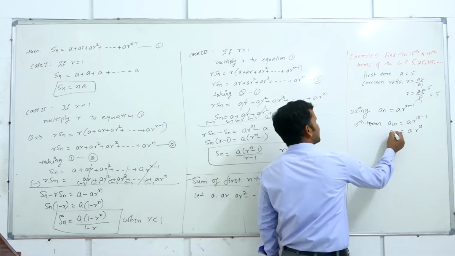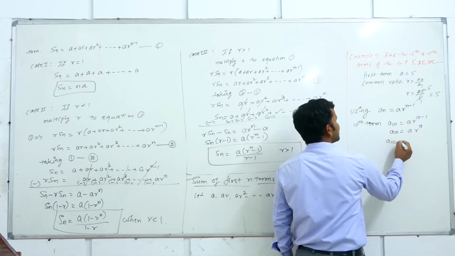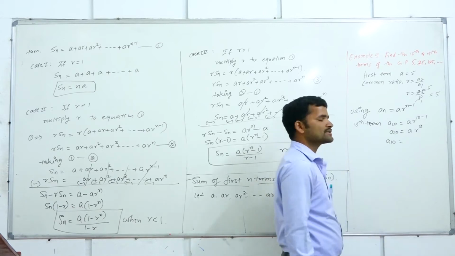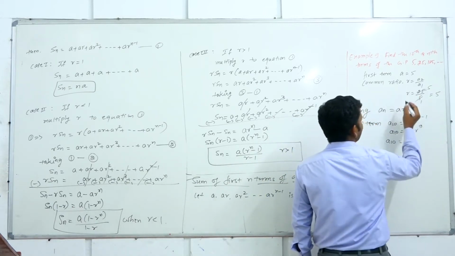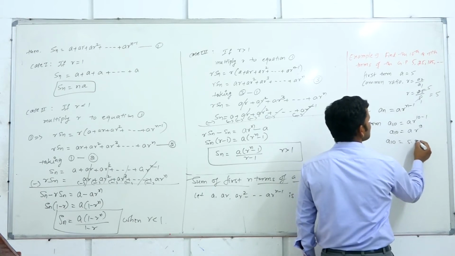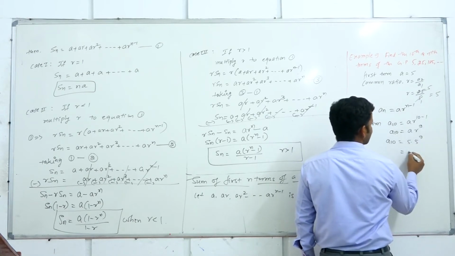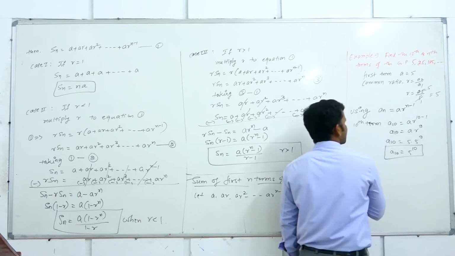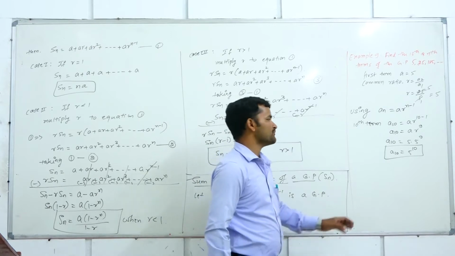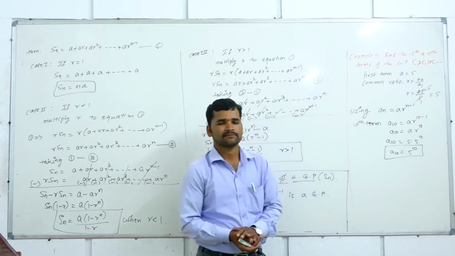Okay. a10 is equal to, substituting the values of a and r, a is 5 into r is also 5 to the power of 9. This is nothing but 5 to the power of 10. The 10th term of the geometric progression is 5 to the power of 10.